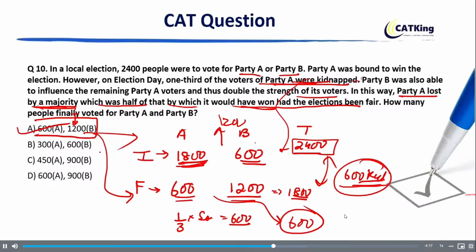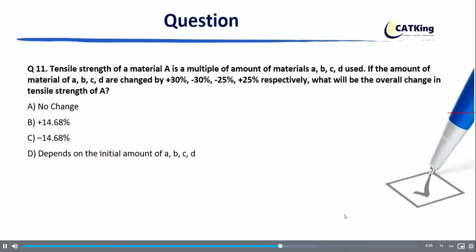If you would not have used options, then also you would have got the same answer. It would have been a bit lengthy. So whenever there are two parties or something like this and you are having these options, please try to use those options. Okay, let's have a look at the next question.